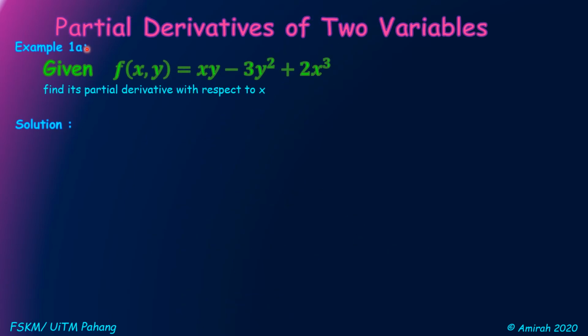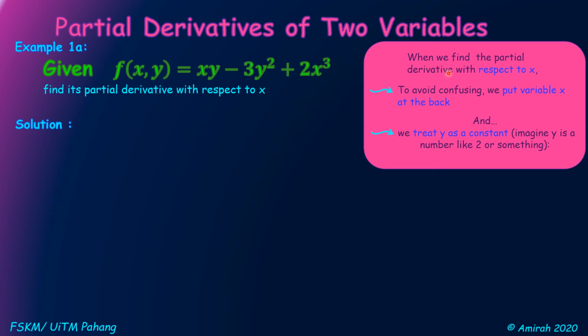Now, we look at an example of partial derivatives of two variables. Example 1a. Given f of x, y equals xy minus 3y squared plus 2x cubed, find its partial derivative with respect to x. When we find the partial derivative with respect to x, to avoid confusion, we put variable x at the back. Like this, we rewrite f of x, y equals, the original function is given in terms of xy, now we write yx, putting variable x at the back, and then minus 3y squared plus 2x cubed. And we treat y as a constant. We just imagine y is a number like 2 or something.